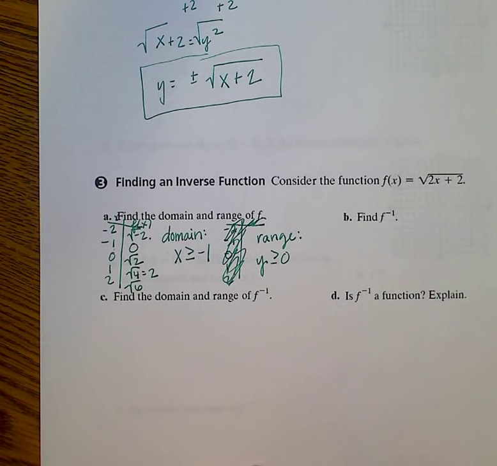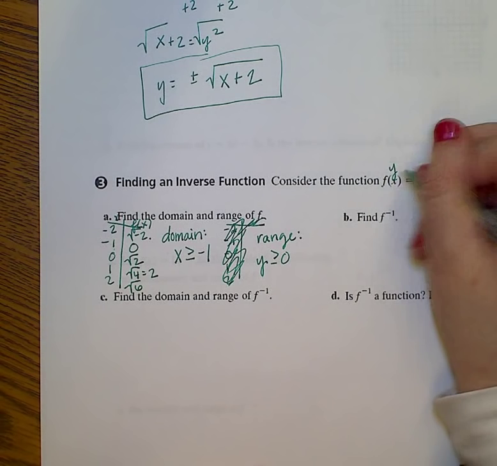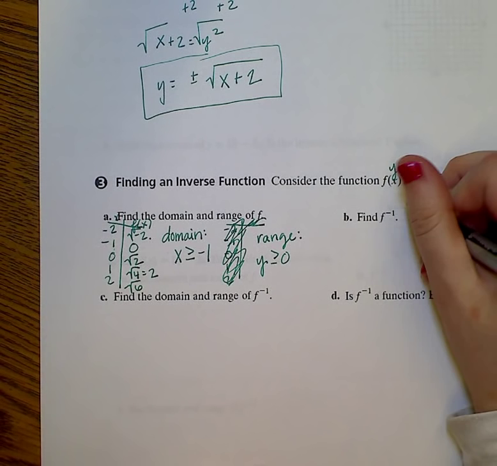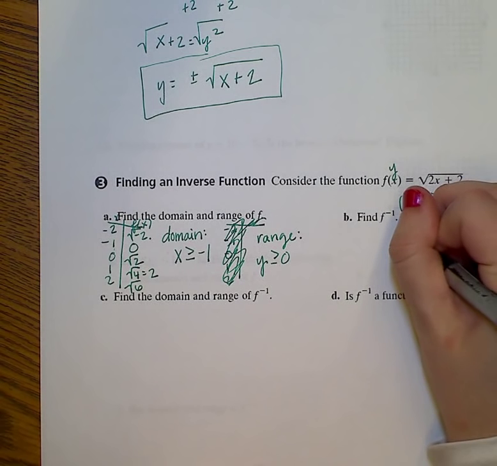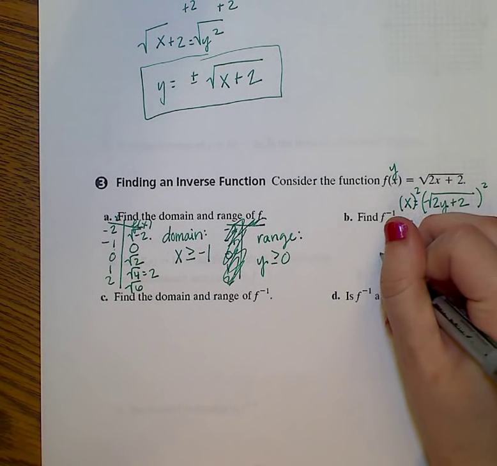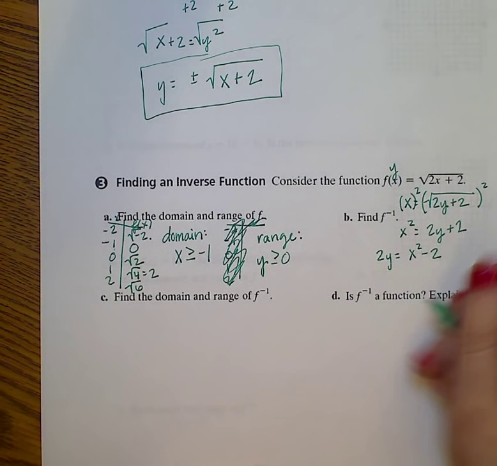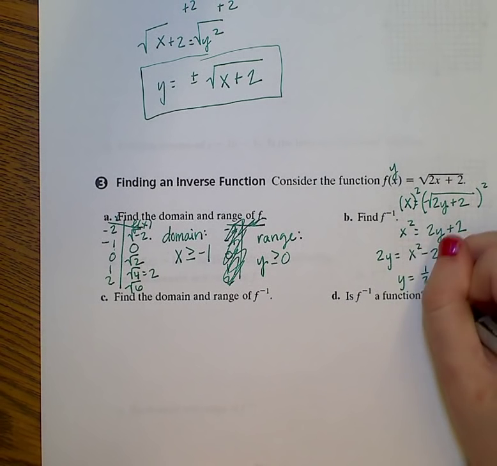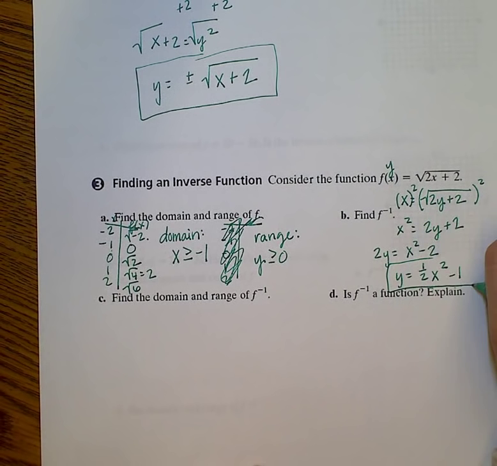Okay? Alright, now let's find our inverse function. So again, for our inverse function, if this is y equals, we're going to switch our x and y. So we have x equals the square root of 2y plus 2. To get rid of that square root, I want to square both sides. So I get x squared equals 2y plus 2. To get y by itself, I'm going to have 2y equals x squared minus 2, and divide everything by 2. So y equals 1/2 x squared minus 1. So there's our new inverse function.